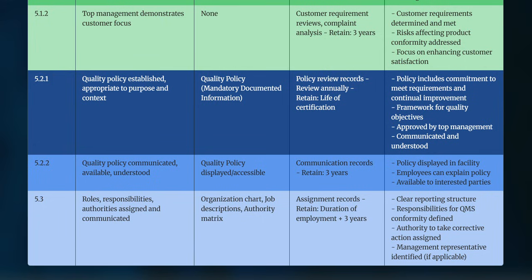For clause 5.3, it requires roles, responsibilities, and authorities to be assigned and communicated. The mandatory documents here are an organizational chart, job descriptions, and an authority matrix, and you need assignment records. You need to retain those records for the duration of employment plus 3 years. The documents you present to the auditors must include a clear reporting structure, defined responsibility for QMS conformity, assigned authority to take corrective actions, and an identified management representative, if that is applicable to you. And that's how you meet clause 5.3.